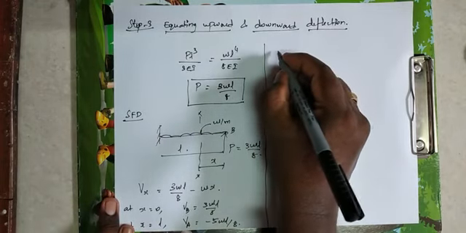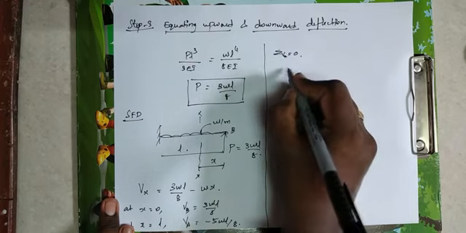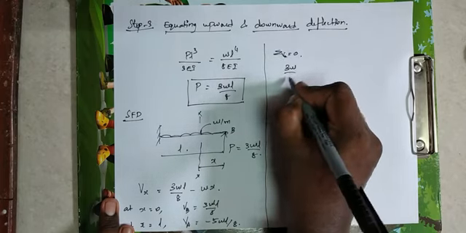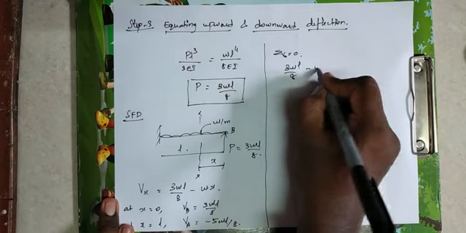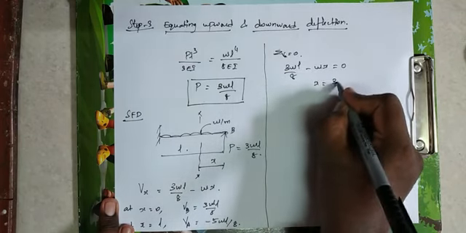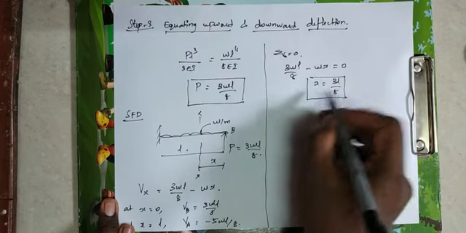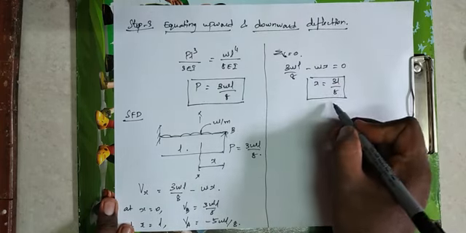To find where the shear force is 0, equating the shear force equation to 0: 3WL by 8 minus W into x equal to 0, we are getting x as 3L by 8. So, shear force is 0 at x equal to 3L by 8.